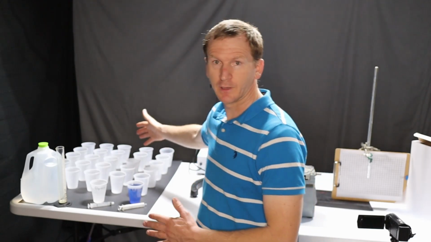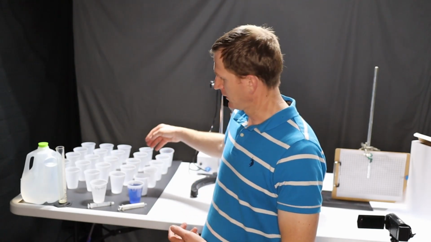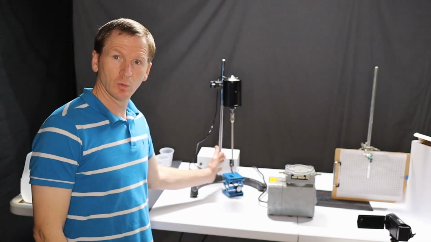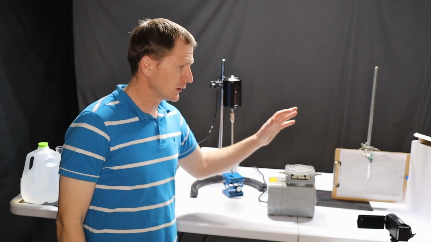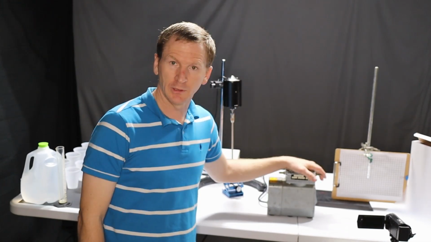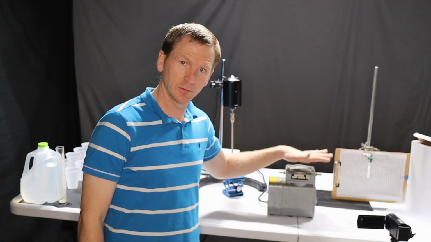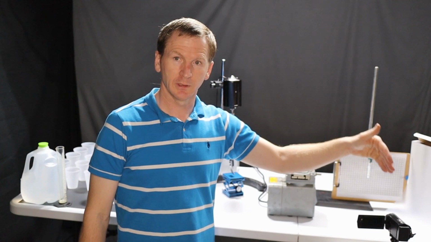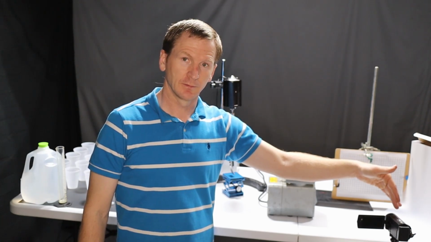See, I have 25 cups here. I'm going to have 5 different concentrations of soap, and I'm going to have 5 different concentrations of glycerin. After I put those together and mix them well with this mixer, I'm going to test how well they make bubbles by putting constant airflow using this, the same bubble wand, and recording the bubbles it makes on this video camera.